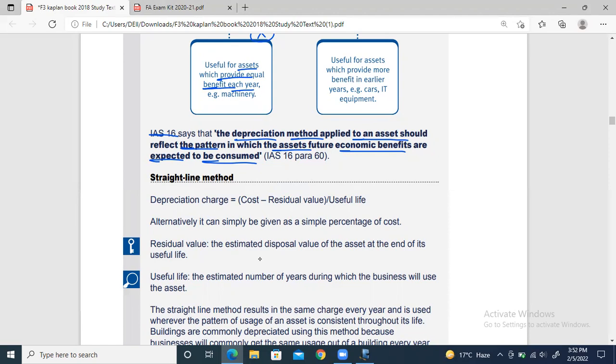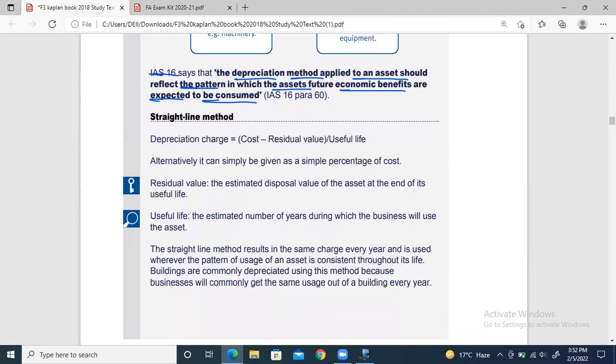So first let's do the straight line method. The straight line method was the first method of depreciation. It has a very easy formula. Always remember, depreciation will be calculated using this formula: cost minus residual value, divided by useful life.